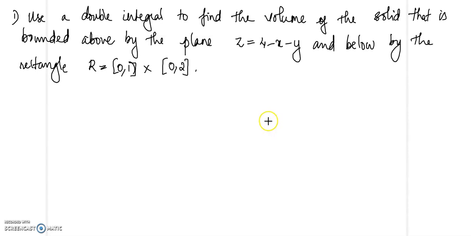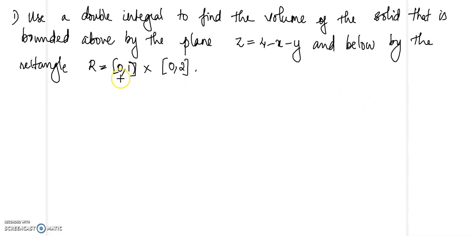Hello all. So let us look at a few more problems on evaluating the double integral. The first problem is to use a double integral to find the volume of the solid that is bounded above by the plane z equal to 4 minus x minus y and below by the rectangle R equal to [0,1] cross [0,2].